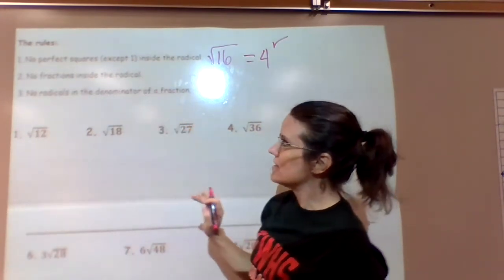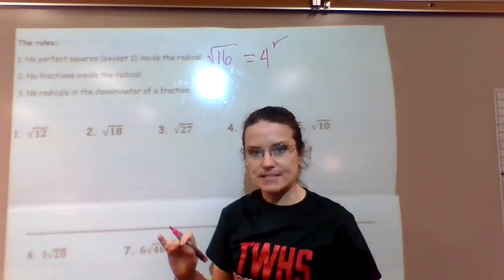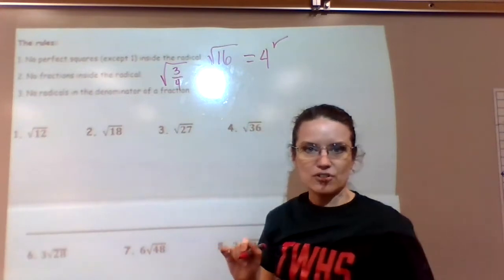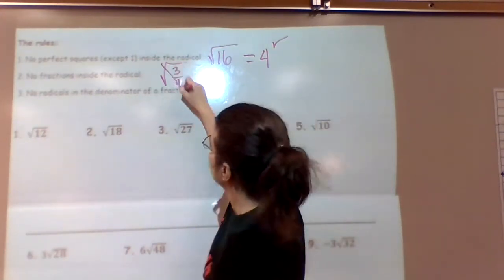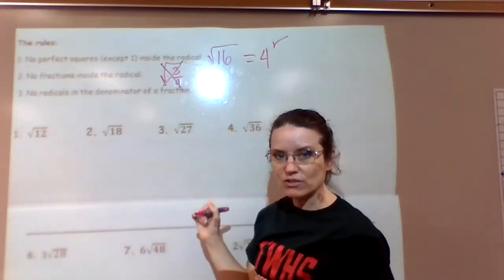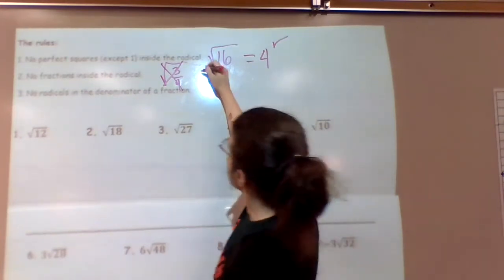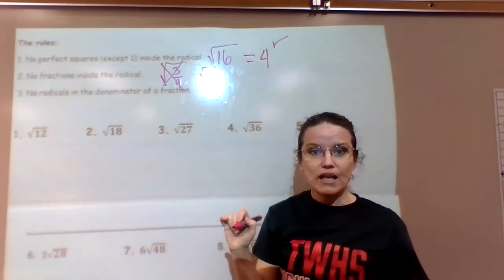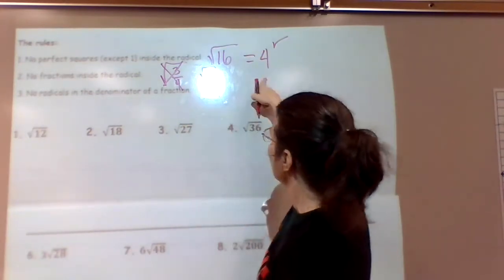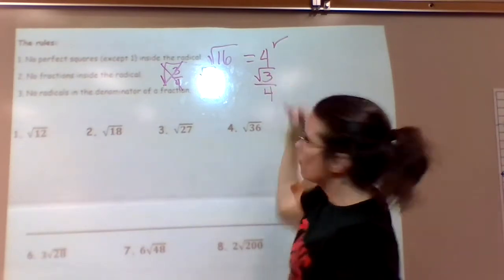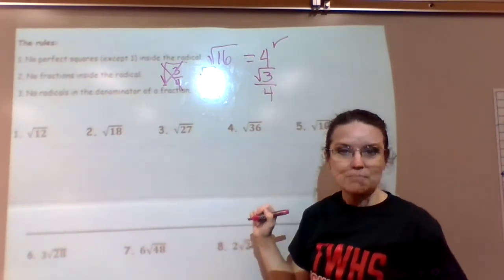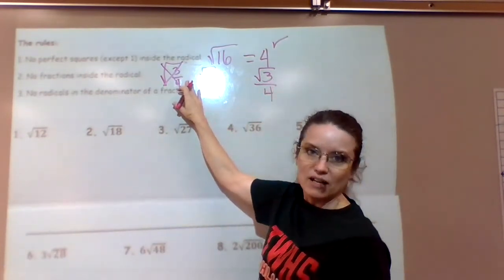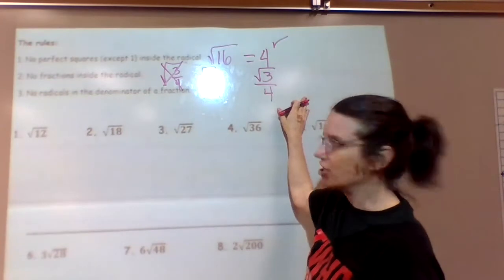The second rule is that you cannot have fractions inside the radical. So you don't want to have something like this under your radical. That's not acceptable. You can have a radical inside a fraction, just not the other way around. So you can have the square root of 3 over 4, which you can't see because it's perfectly in the glare. Let me move it. The square root of 3 over 4, that's okay. Because here we have a radical embedded inside a fraction, but the whole fraction is not underneath. This is bad. This is good.